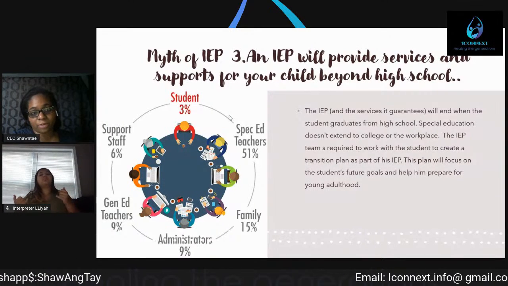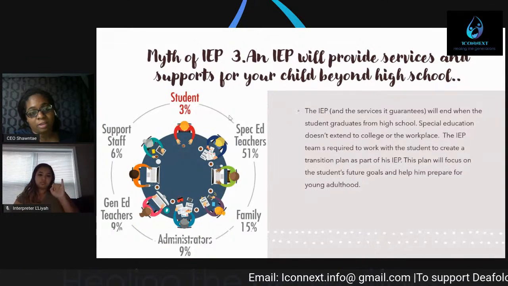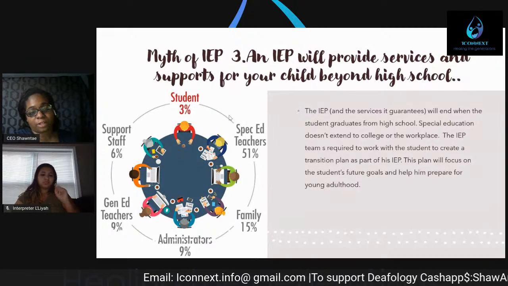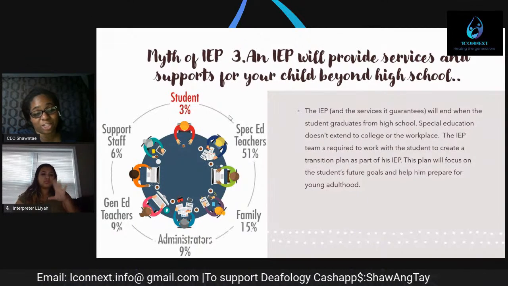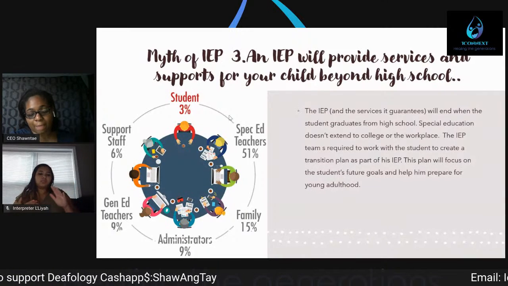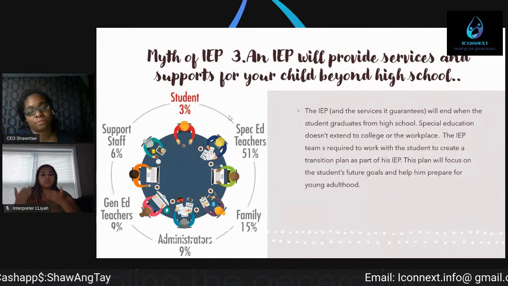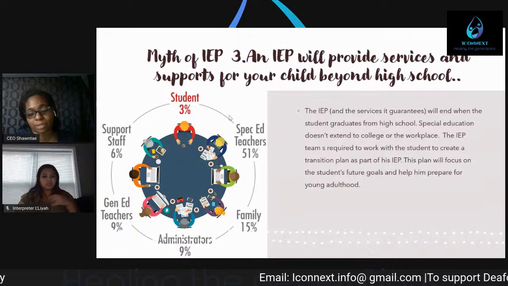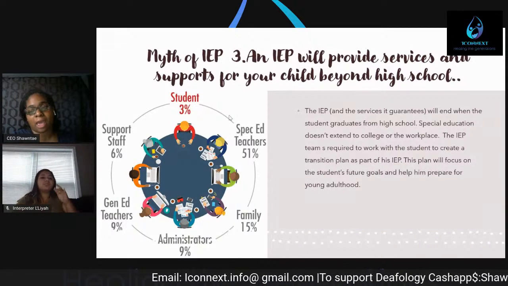Now, I believe in the state of Indiana, if a child is going off to college or something like that, and they meet the requirements, then they'll accommodate that. But the IEP ends at graduation.